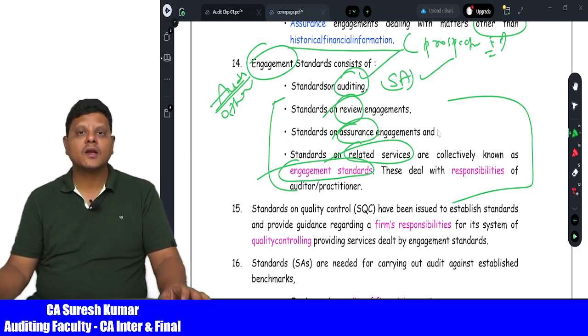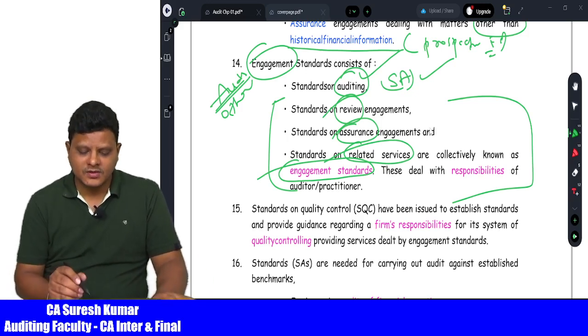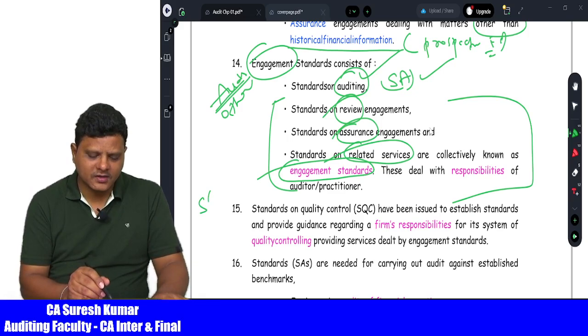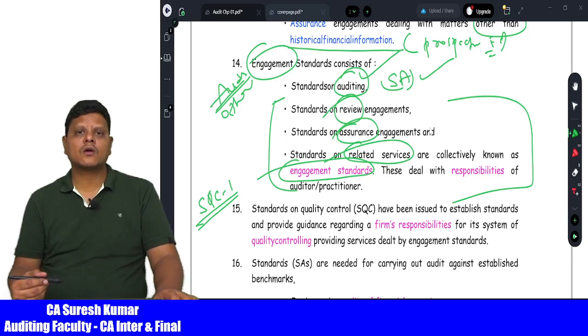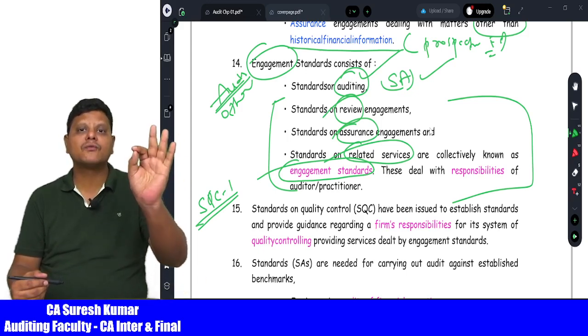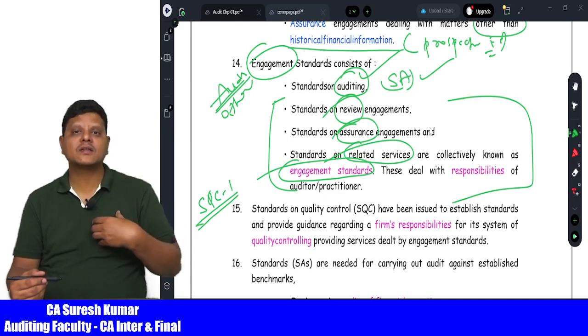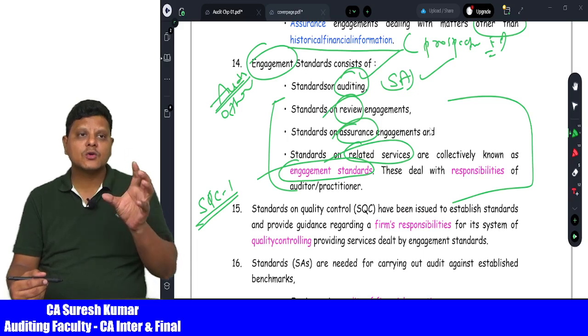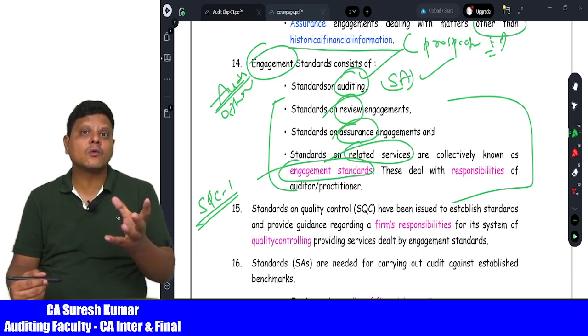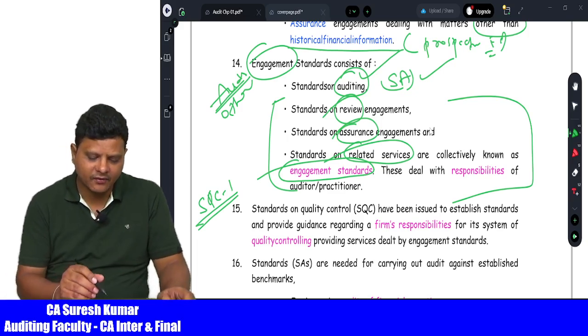Then a very important point now comes to point number 15. Standards on quality control. There is one standard, SQC 1. So standards on quality control are applicable always to a CA firm, not to the individual auditor. Please understand, my dear friends, SQC 1 talks about the CA firm's quality. In India, there may be different types of firms.